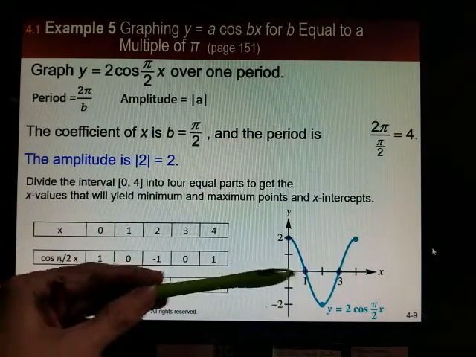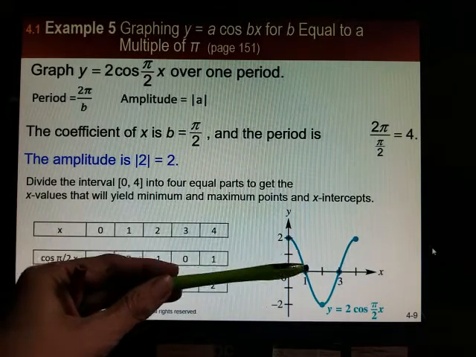The amplitude of 2 is telling me from the 0 line, basically, it's going up 2 units, and it's going down 2 units.